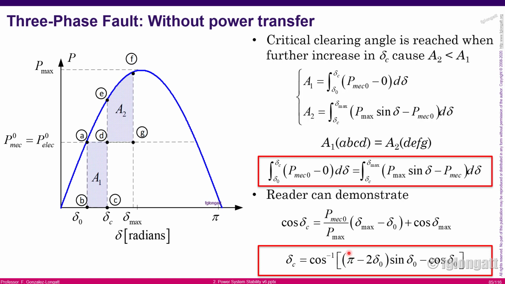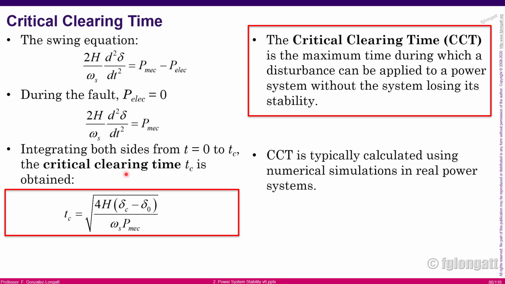I didn't tell you, but delta C is probably the important angle here, okay? Delta max is the maximum oscillation. But the critical angle delta C is quite important, because if you release the fault before, this area will be smaller than that, and there is no problem. The system will be able to return to stability. But if this angle is much bigger, we will have a problem, because that will be the critical moment to define the stability.